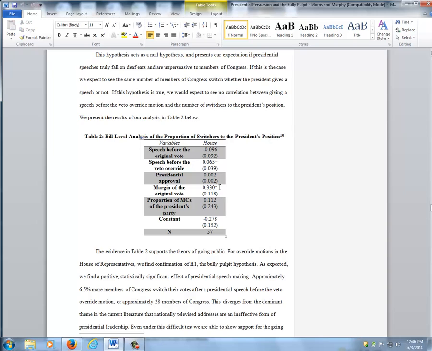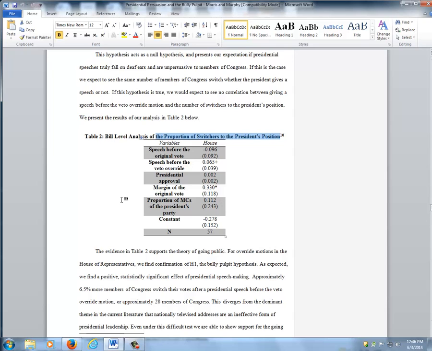If there is no star, if the coefficient isn't twice as big as the standard error, then it doesn't matter. It means it's not statistically significant and there's no effect that we can prove. So looking down here, the proportion of members of Congress who are in the president's party, that's 0.112. The standard error is 0.243. That's not even half. Therefore, this is not statistically significant. Therefore, the proportion of members of Congress in the president's party does not affect the proportion of switchers to the president's position. If it's not twice as much, then it's not significant. Therefore, it doesn't affect it. Everybody with me so far?